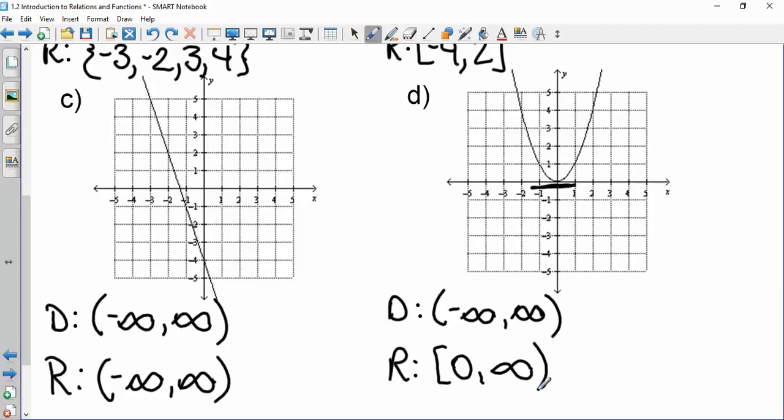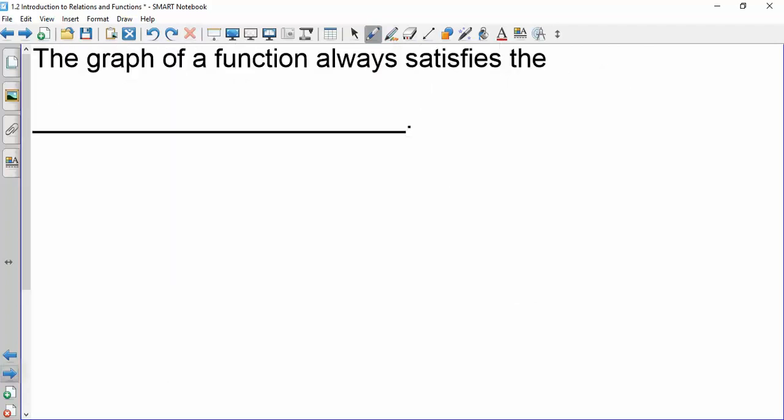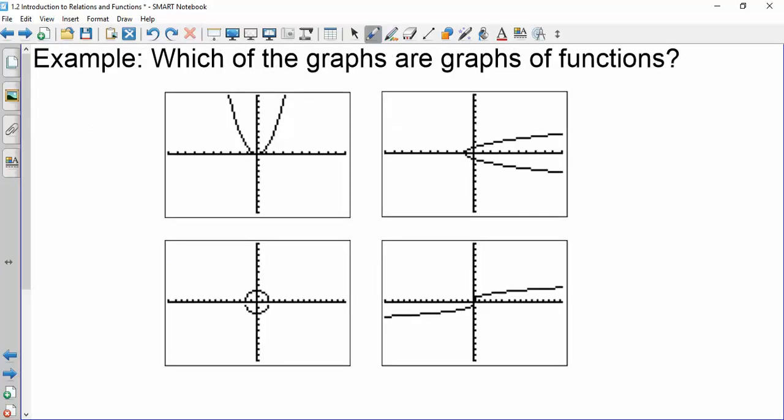How can you tell from these if they are functions or not? The vertical line test. Okay. So when you're looking at a graph, if it is a function, it has to satisfy the vertical line test. So I want you guys to take a second. On the next slide, I have 4 graphs. Just on your own, figure out which of those are functions. So decide if each of these is a function or not.